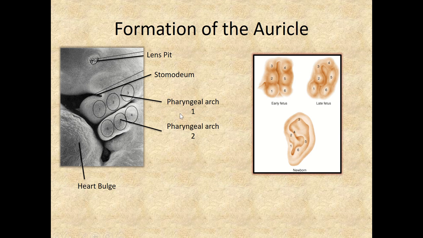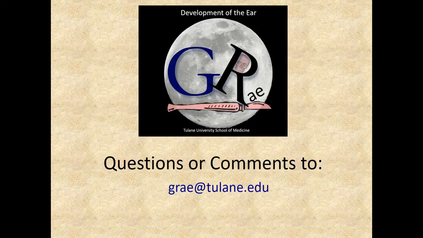And so here you can see what it looks like in an actual embryo developing, pharyngeal arch 1 and pharyngeal arch 2, in the orientation of where those auricular hillocks are located.